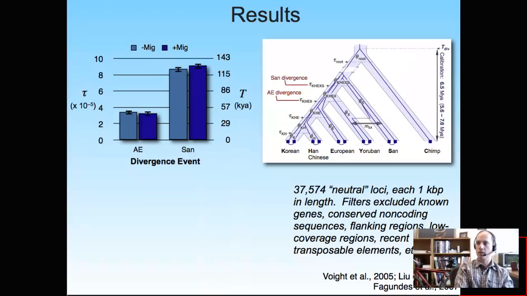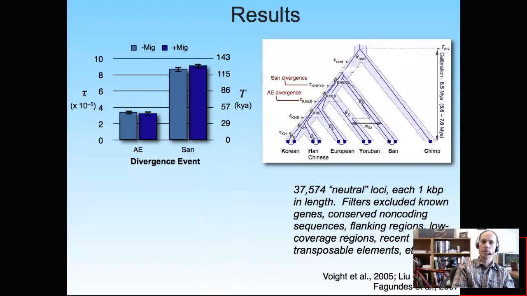So low coverage regions, regions with recent transposable elements, and so on. We run the method, as I mentioned, using a variety of different migration bands, and estimate all of the parameters of interest, and then calibrate by making use of a human-chimpanzee divergence time of 6.5 million years, as I mentioned.